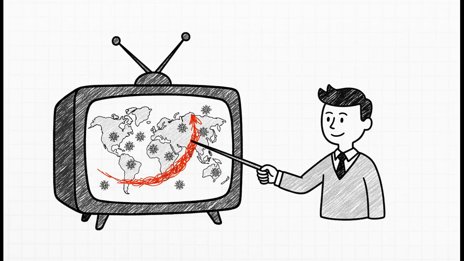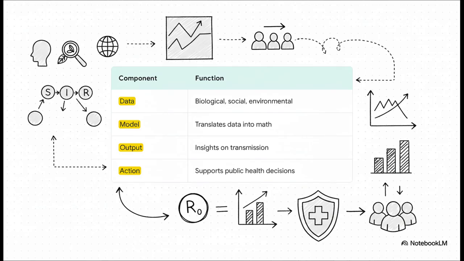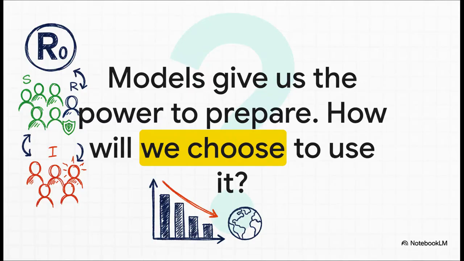Same thing here. What these models do is pretty amazing. They take in just massive amounts of data, everything from lab results to how people are behaving, and they crunch it all down into a mathematical system we can understand. The output tells us, is it spreading faster? Are our interventions working? And that information is absolutely critical for the people making the tough life or death decisions. So in the end, these models don't just predict the future, they give us the information we need to change it for the better. They give us the power to prepare, to react, and to save lives. The only real question left is how we choose to use that power.